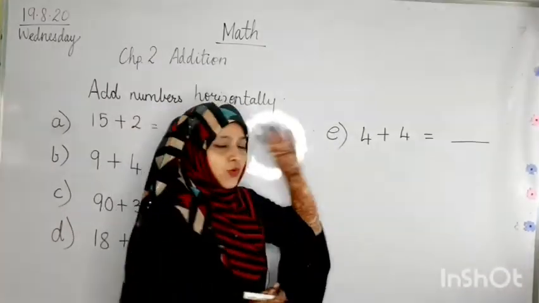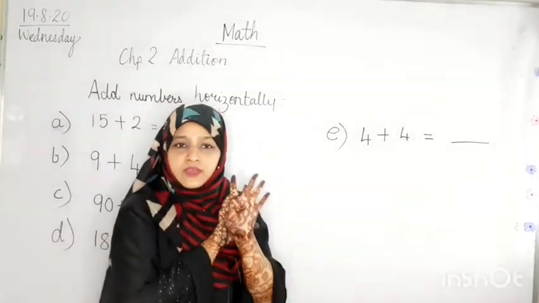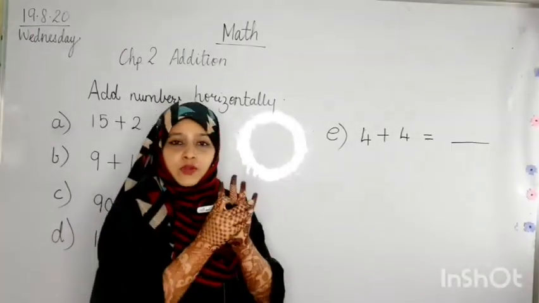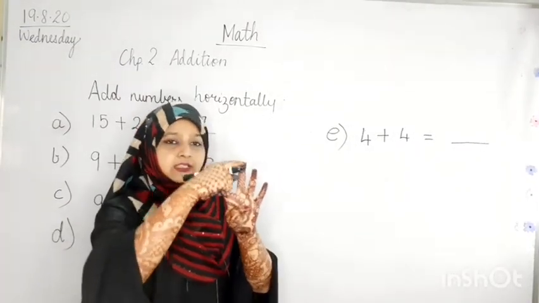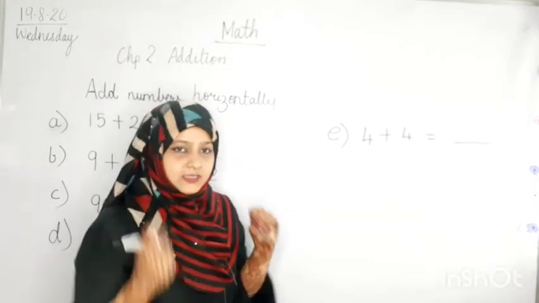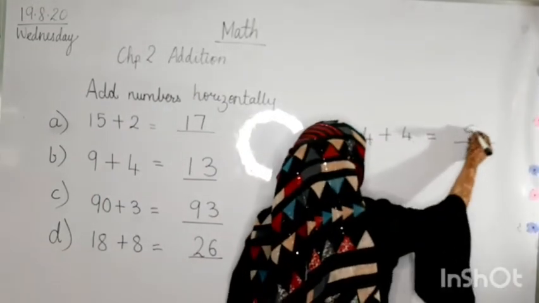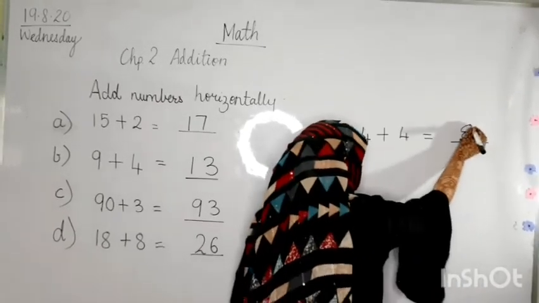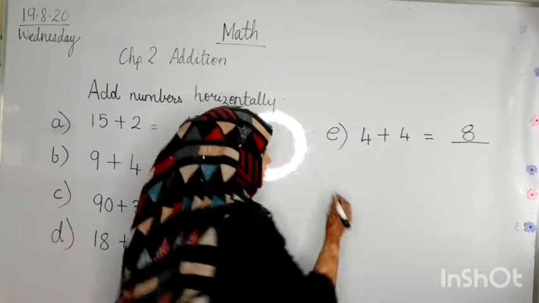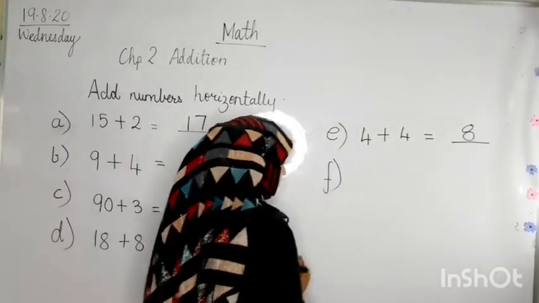So, the first 4 in my mind and more 4 on my fingers. So, 4 in my mind. After 4, 5, 6, 7, 8. That means 4 plus 4 gives us the answer as 8. Yes. So, 4 plus 4 gives you 8. Let's take one more example over here.